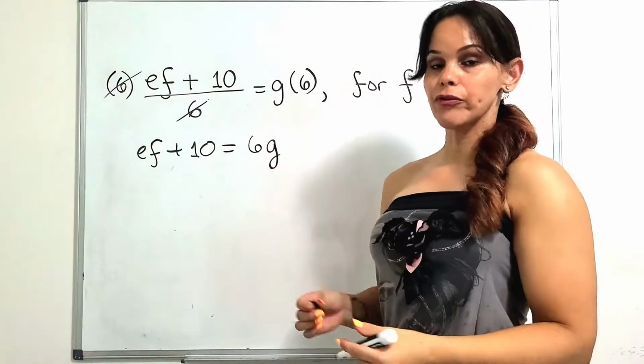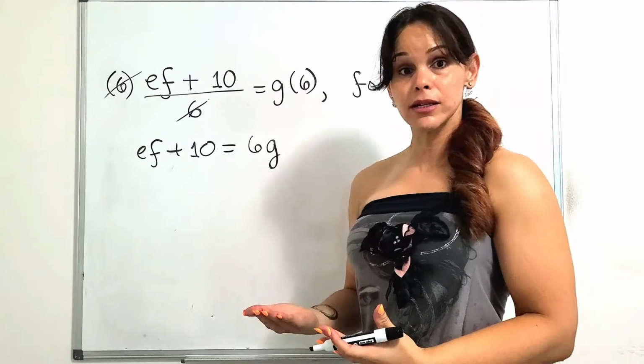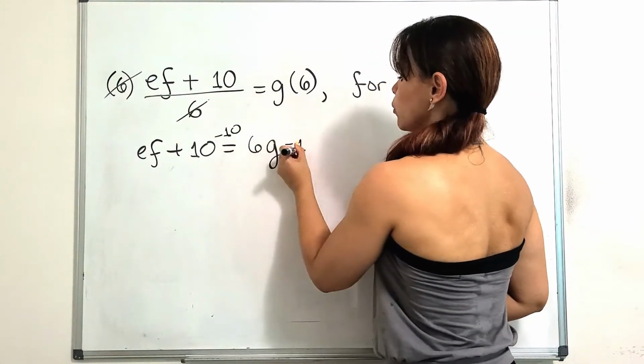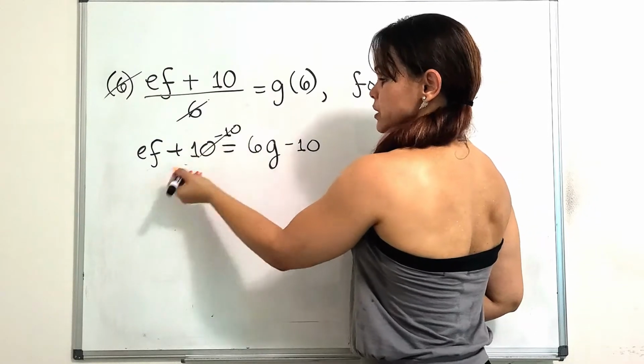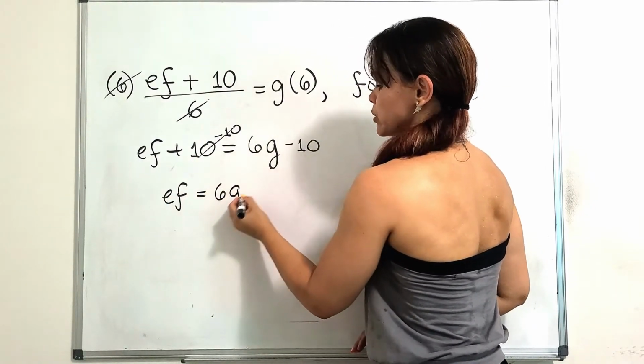And we continue solving for f. So we start with the 10, which is added. The opposite of adding 10 is subtracting 10. So we subtract 10 on both sides of the equality. Here it cancels out, it gives me 0. So we have e f equal to 6g minus 10.